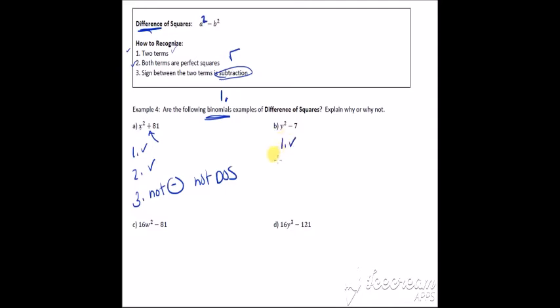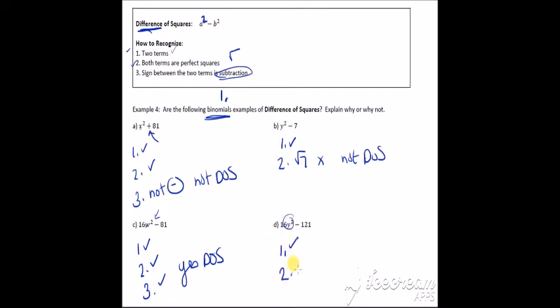Okay, there are 2 terms. Can we root them? Root 7 doesn't root nicely, so not difference of squares. Okay, 2 terms. We can root them. Oh yeah, we can root them both. And then the sign is subtraction. So yes, this is difference of squares. Okay, there are 2 terms, but we cannot root y cubed nicely. So this is not difference of squares.